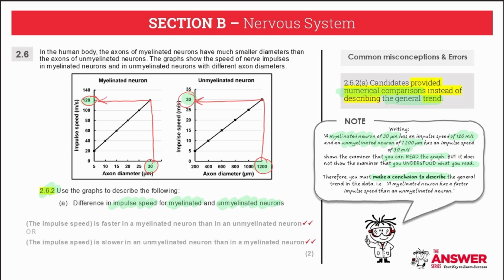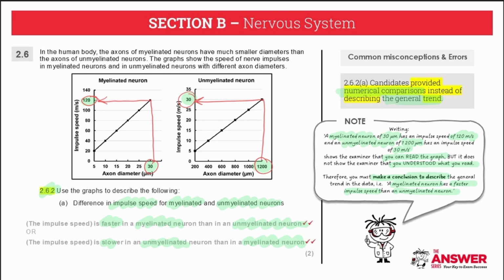So the general trend here is that myelinated neurons have faster impulse speeds than unmyelinated neurons. And that's exactly what the marking guideline provided as options. You got double marks for that statement. So the impulse speed is faster in a myelinated neuron compared to an unmyelinated neuron, or slower in an unmyelinated neuron compared to a myelinated neuron.